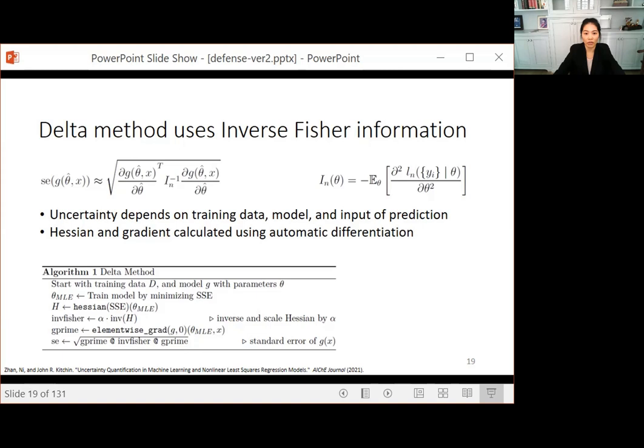And so when we do this, we have the training data and a model. We train the model by minimizing sum squared errors. Then we can calculate the Hessian. We take the inverse and scale it by a factor, and we can calculate the gradient and just follow the formula. So the Hessian and the gradient, we don't have to take these derivatives by hand. We just use automatic differentiation, and a lot of times it's only one line of code. And then there's also some numerical tricks that we use to stabilize the inverse Fisher information. And you can take a look at the paper for those details.